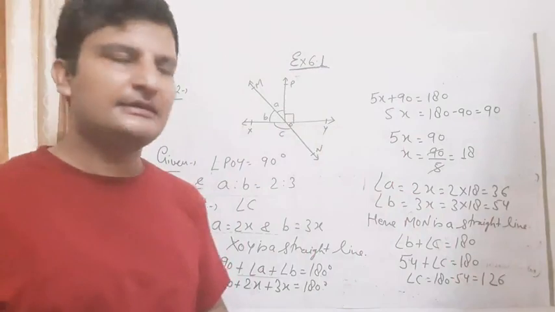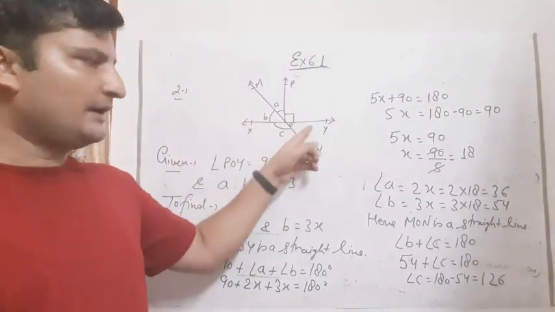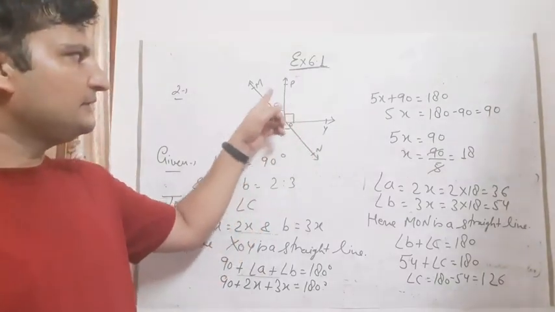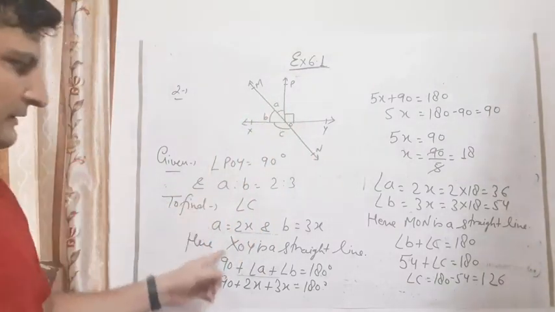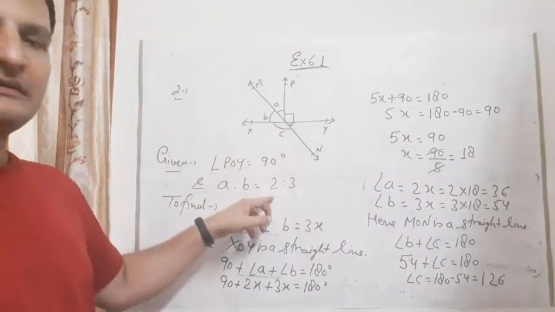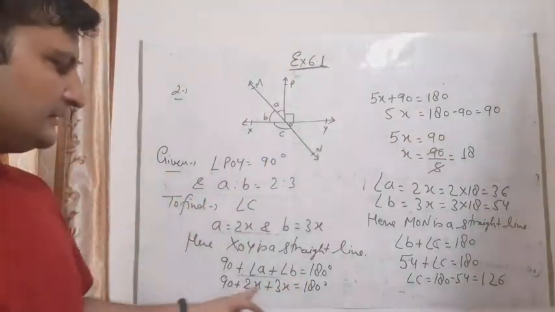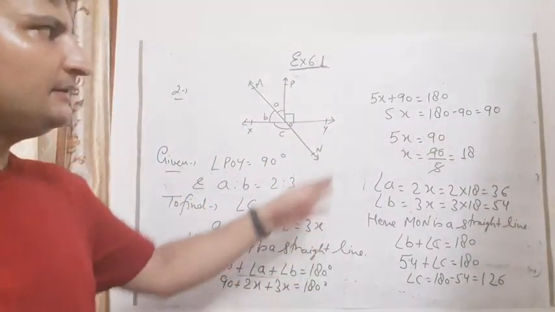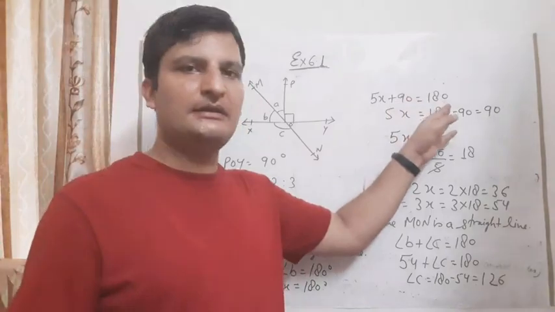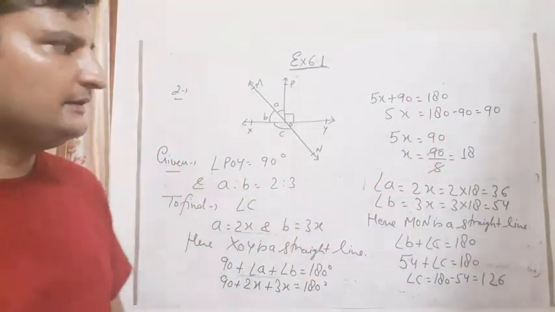So we can find it easily like this. Again you can understand: XOY is a straight line, so the sum of these three angles will be 180 degrees. Angle A is 2x, angle B is 3x. So 2x plus 3x plus 90 is equal to 180 degrees. So 5x plus 90 is equal to 180. It means 5x is equal to 90, so x is equal to 18 degrees.